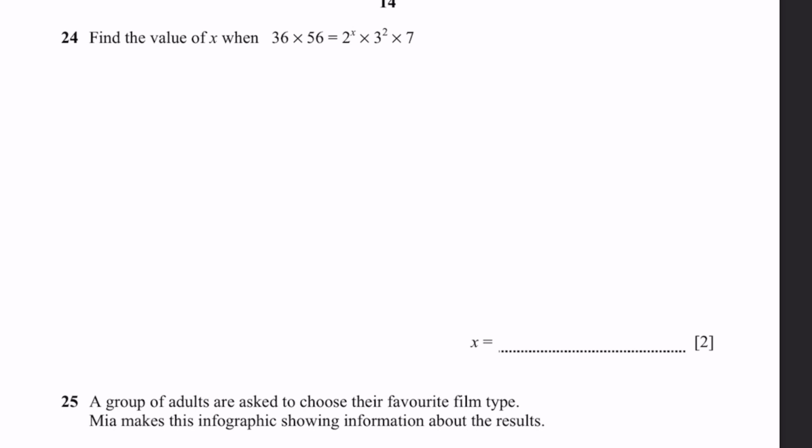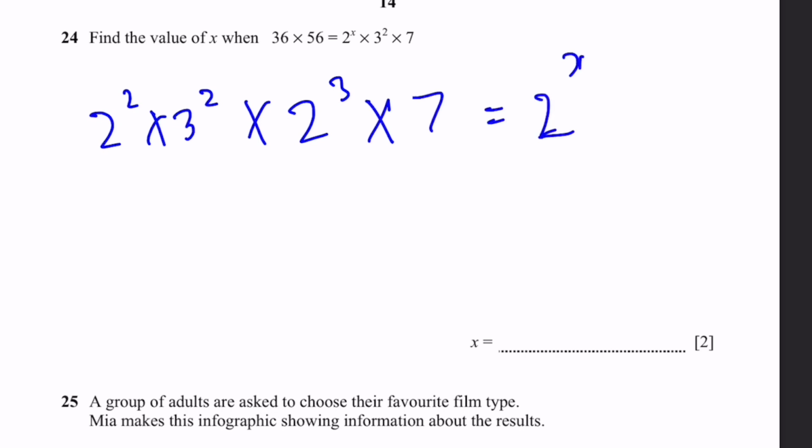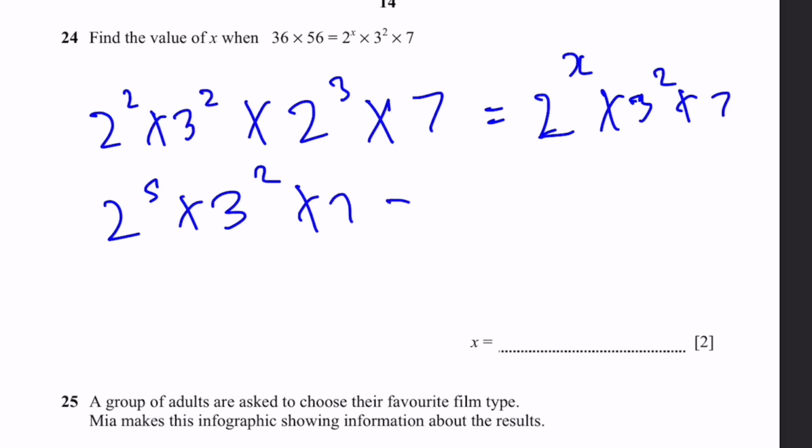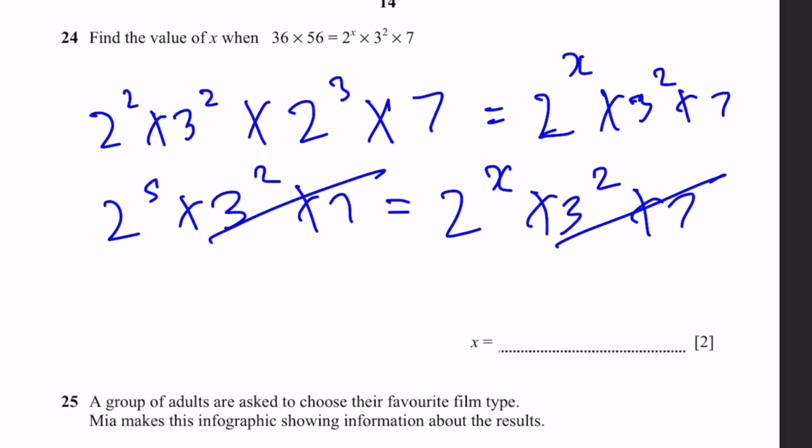Let's go to question 24. Find the value of x when 36 times 56 is 2 to the power x times 3 squared times 7. We can make this into the form of prime factors. 36 is equal to 2 squared times 3 squared, and 56 is equal to 2 cubed times 7. So that's equal to 2 to the power x times 3 squared times 7. And now we can say 2 to the power 5 times 3 squared times 7 is equal to 2 to the power x times 3 squared times 7. Cancel 3 squared times 7 from both sides. 2 to the power 5 equals 2 to the power x, so that means x is equal to 5.